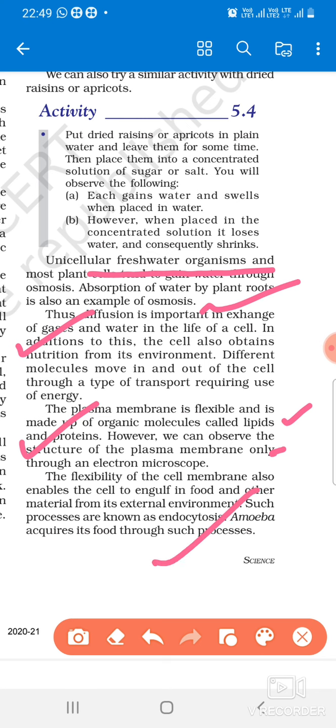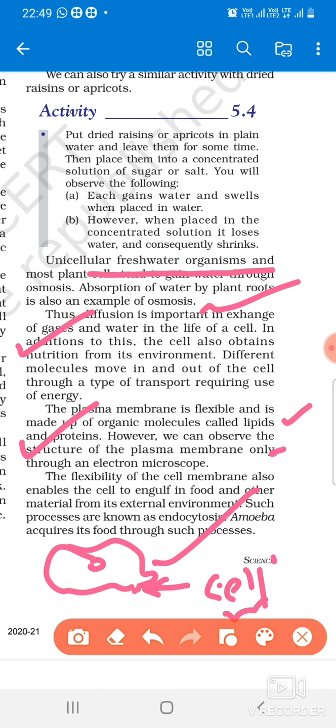We can give the example of amoeba also. Amoeba is made up of a single cell, and it does not have any fixed shape. Look, this is the amoeba. It will take food through this membrane. This membrane is called the cell membrane or plasma membrane. So it will take food through this cell membrane.